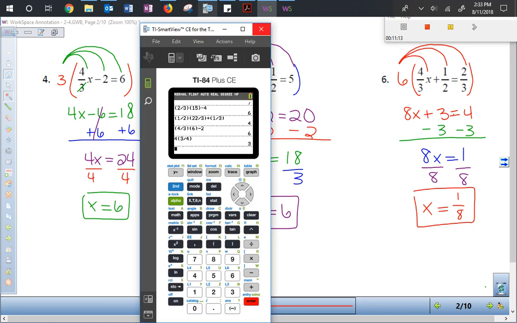So when I check this in my calculator, I'm going to type parentheses 4/3 times parentheses 1/8 plus parentheses 1/2, and I need to turn my answer into a fraction. And I get 2/3.